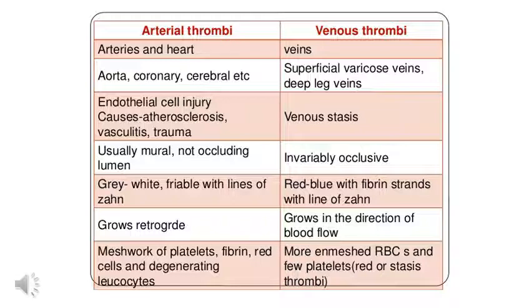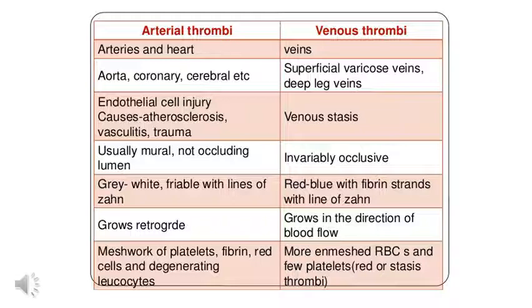Vasculitis means diseases of blood vessels, and then there is arterial trauma. These are major conditions in which the chances of arterial thrombi increase. In the case of veins, when blood flow becomes damaged or abnormal, there are more chances of the development of venous thrombi.